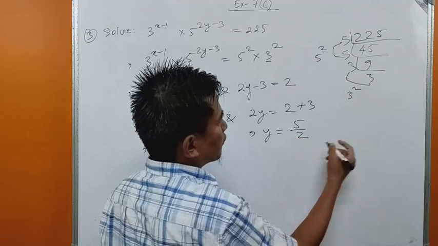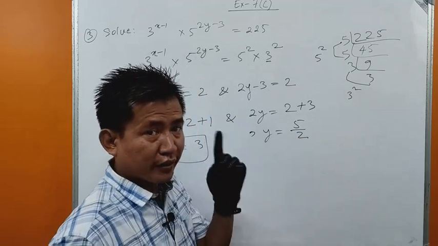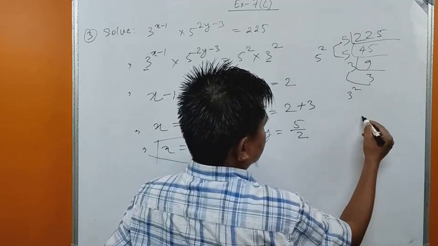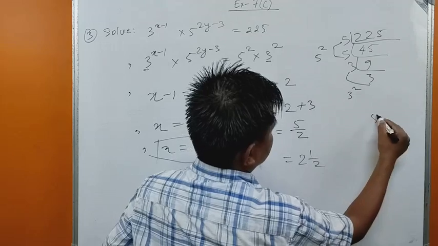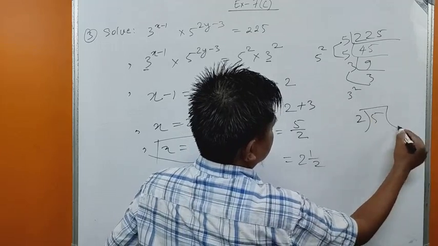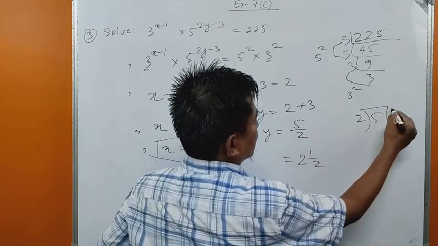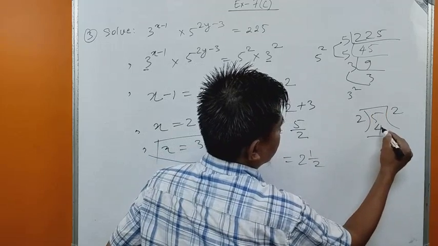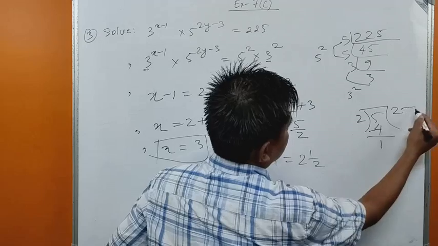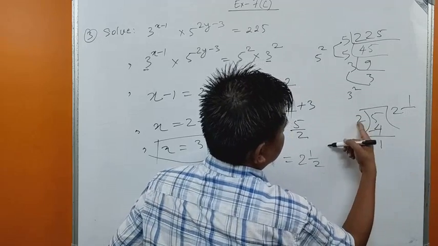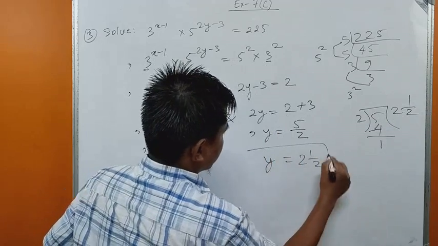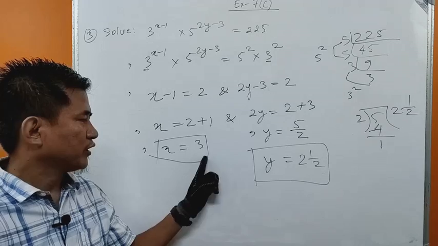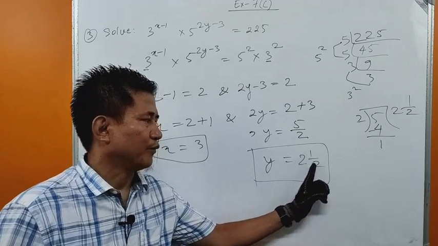So this is an improper fraction, because the denominator is smaller than the numerator. So we must convert this into a mixed fraction. So this is 2 whole, 1 upon 2, isn't it? 5 upon 2, 2 fours are 8, no, 2 twos are 4. 5 minus 4 is 1. So 2 whole, this 1 goes to the numerator. This divisor comes down here. 2 whole, 1 upon 2. So the value of x is 3 and the value of y is 2 whole, 1 upon 2.